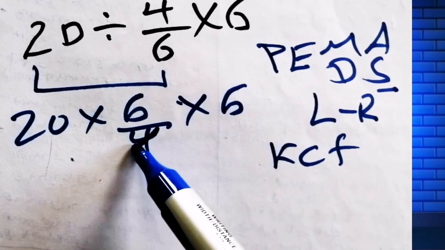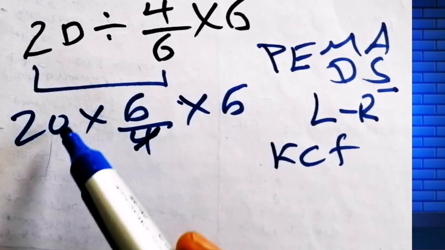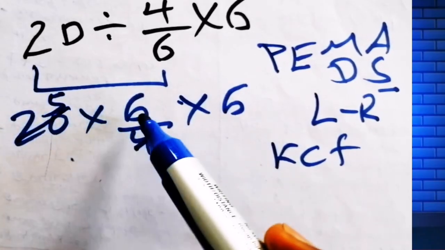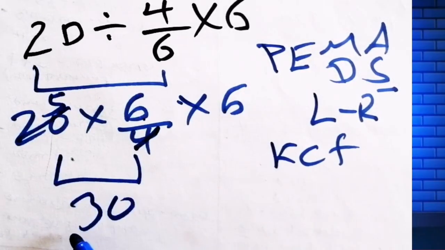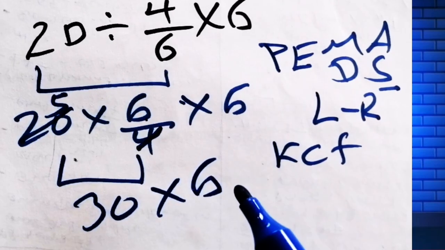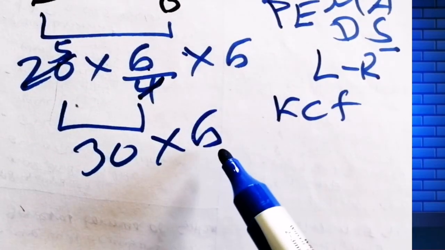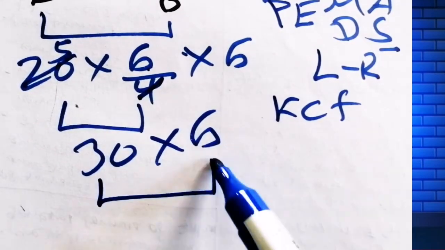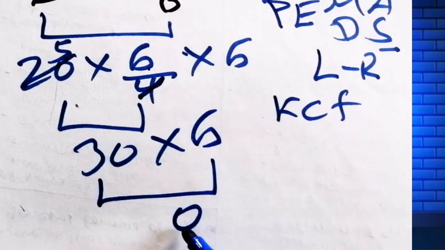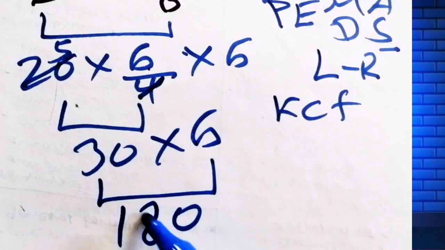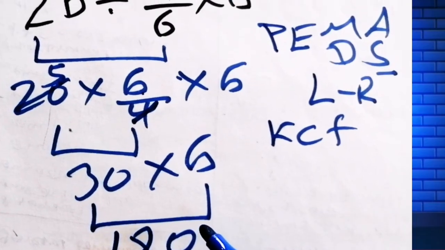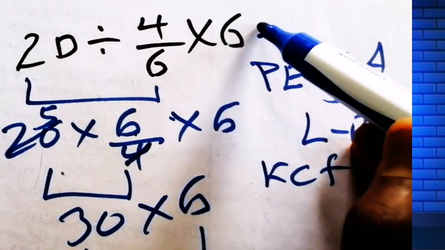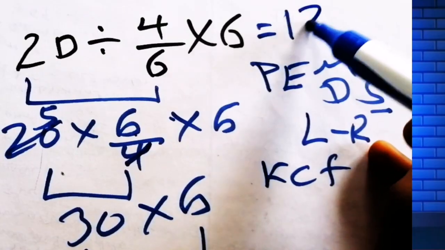Okay, 4 by 4 is 1, 20 by 4 is 5, then 5 times 6 which equals 30. Okay, then times 6, 30 times 6, 6 times 0 which equals 0, 6 times 3 which equals 18. This is the final answer of this problem. Okay, the final answer or the correct answer of this problem is 180.